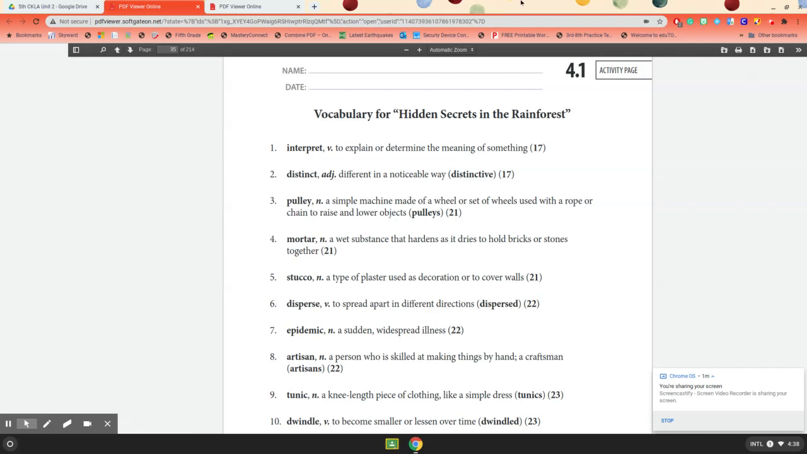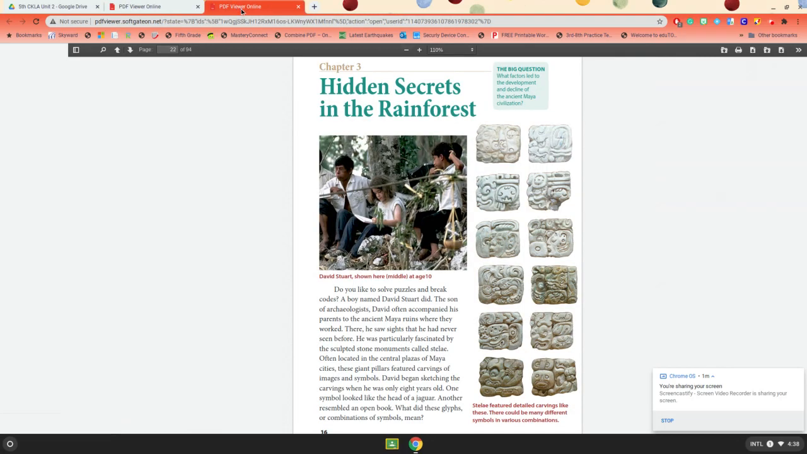So we're going to be reading from chapter 3. And chapter 3 is Hidden Secrets in the Rainforest. The big question that we're going to be dealing with for this chapter is: what factors led to the development and decline of the ancient Maya civilization?